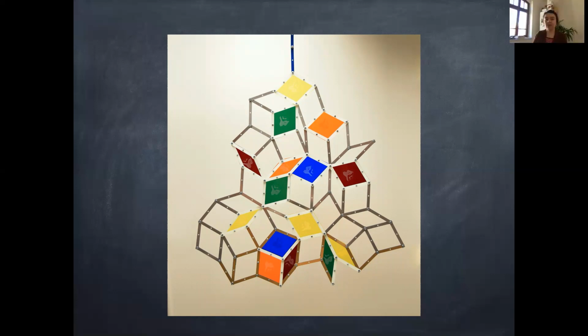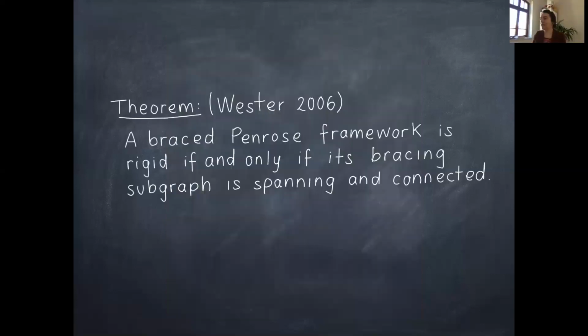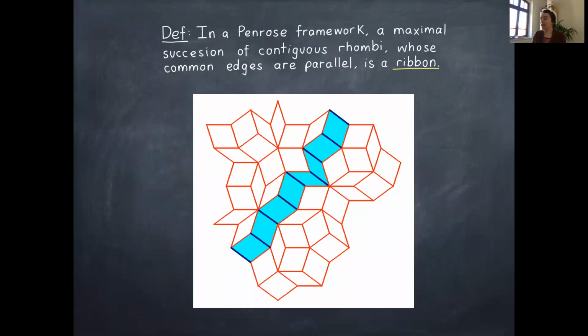Oh, can you go over how you get the ribbons again? Sure, yes. So you start at a rhombus, let's say the bottom blue rhombus, and then you look at the parallel edges of the contiguous rhombi, okay?